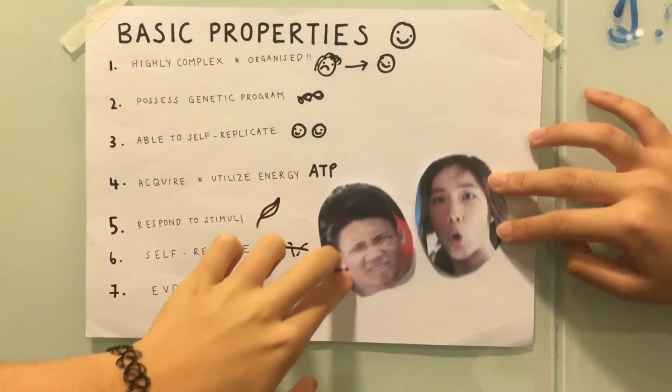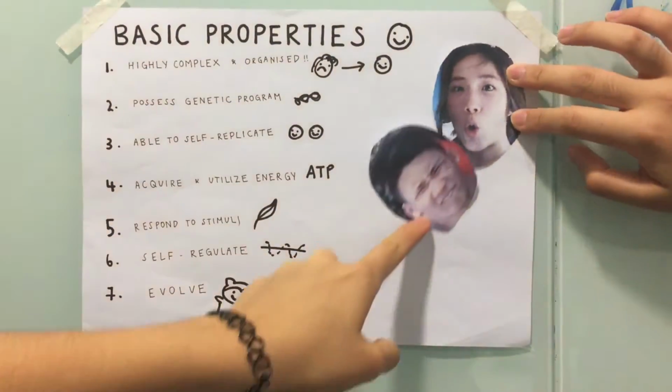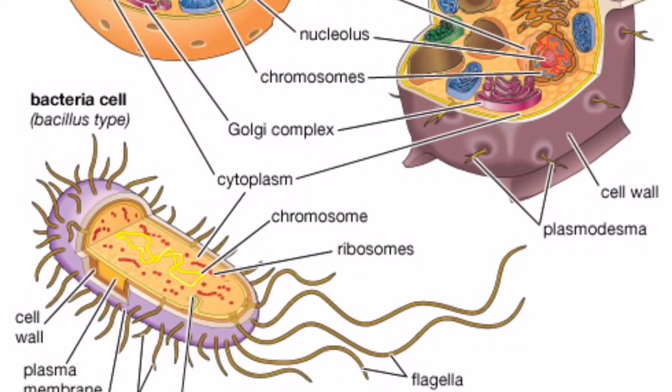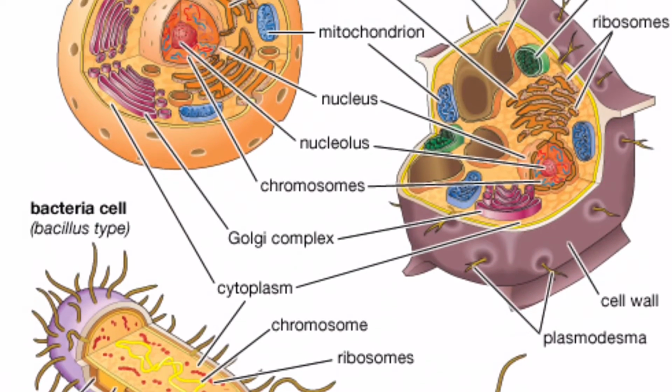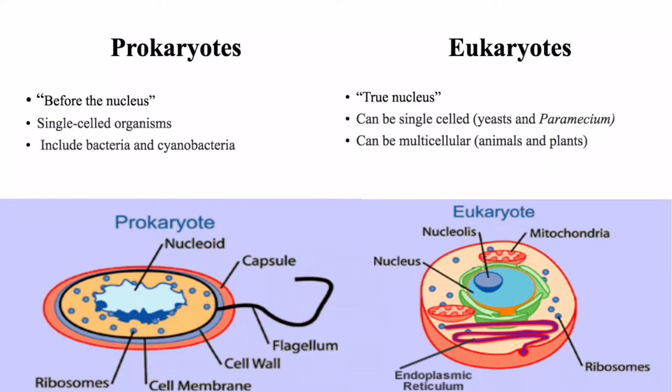Lastly, cells can self-regulate, as their cellular activities need to have precise coordination. Lastly, cells can evolve. That is why human intestinal cells and bacterial cells look very different. Who knows what they will look like next time? Now, let's take a look at the difference between prokaryotes and eukaryotes.